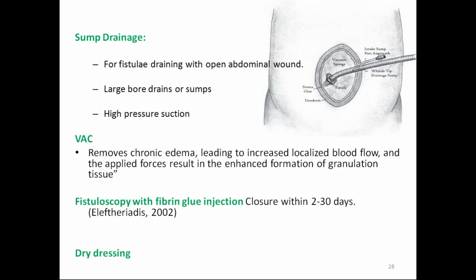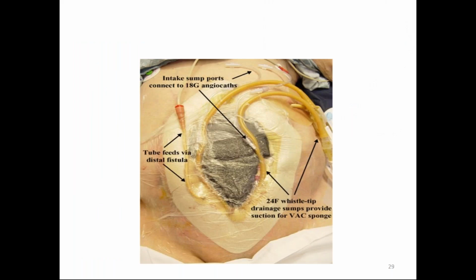Some drainage: for fistula draining with an open abdomen, loose, large bore drains or sumps are present. High pressure suctions are present. So VAC, vacuum assisted closure, removes the chronic edema, leading to increased localized blood flow. Cystoscopy with fibrin glue injection also helps to close within 2 to 30 days. And dry dressings are also done. This is a sump port, and this is about the feeding sump-based mechanism of closure. We have put the VAC dressing along with it, and then continuous drainage is done.